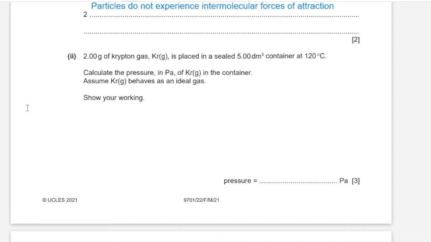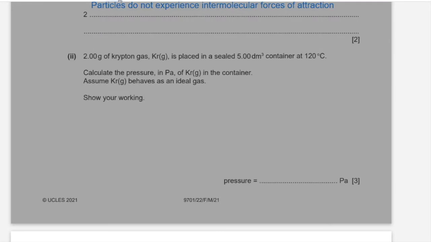2 grams of krypton gas is placed in a sealed 5 dm cube container at 120 degrees Celsius. Calculate the pressure in pascals of krypton gas in the container and assume krypton behaves as an ideal gas. You're supposed to show your working as well. For an ideal gas, you'd use the formula PV, pressure times volume, is equal to number of moles times R times the temperature in Kelvin.